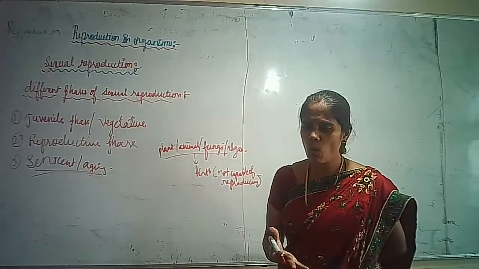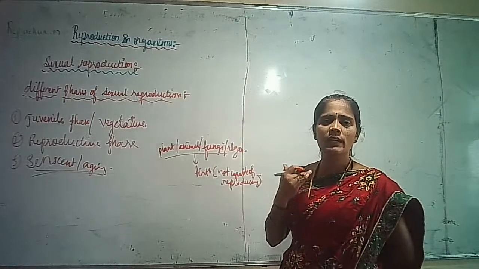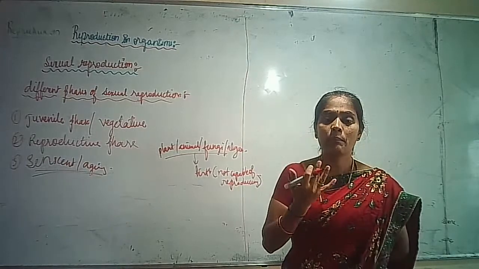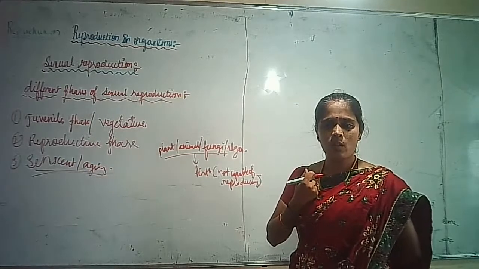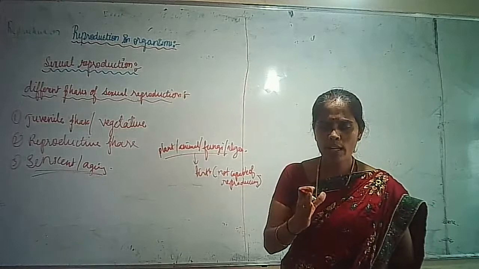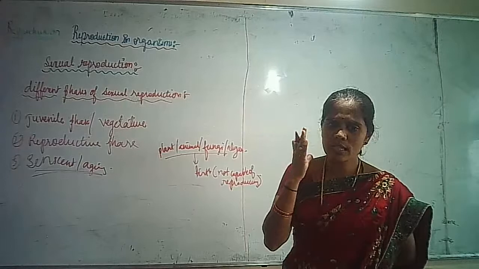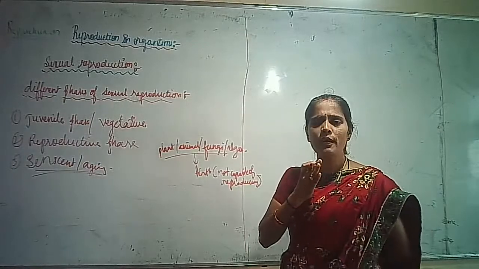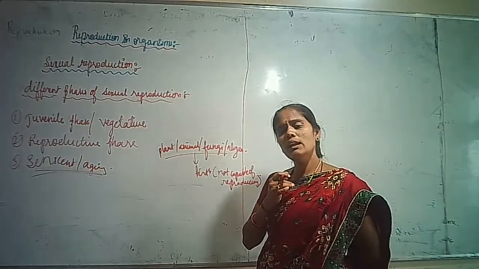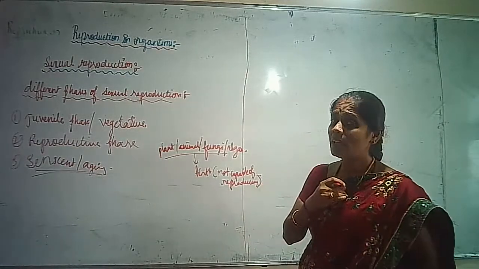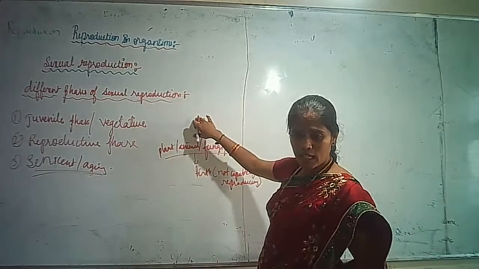Because they have to grow, they have to achieve a stage of maturity. Then only their body is able to produce the gametes. When they start producing the gametes, then only they are able to reproduce, isn't it? So it will take a time. So that is the period from birth to the maturity.